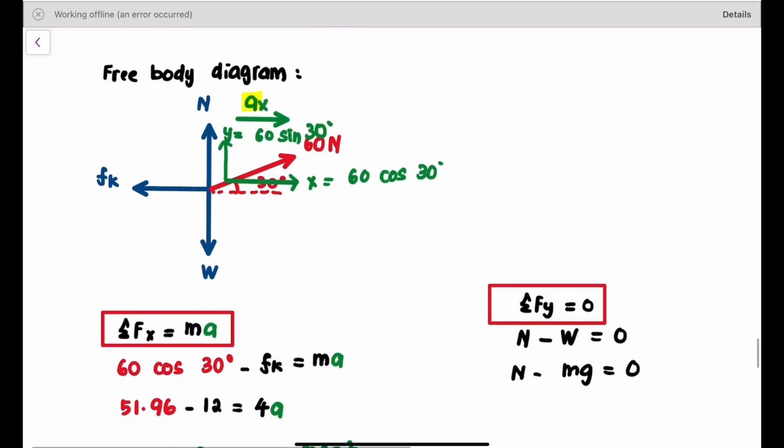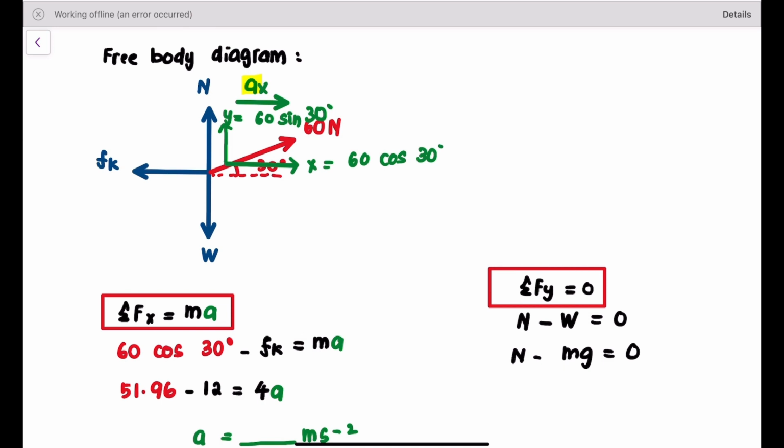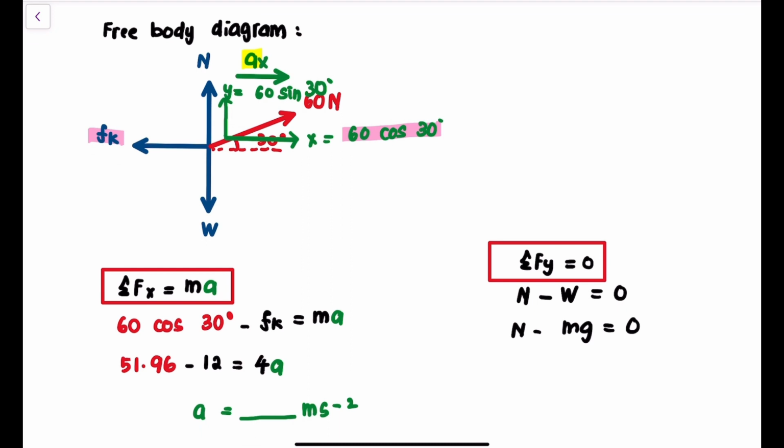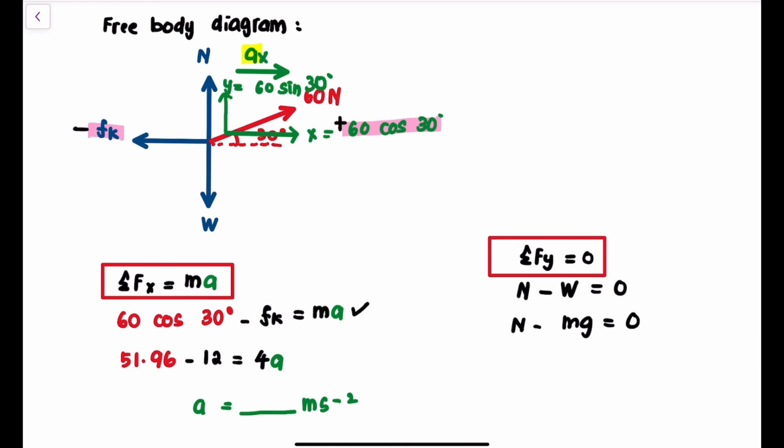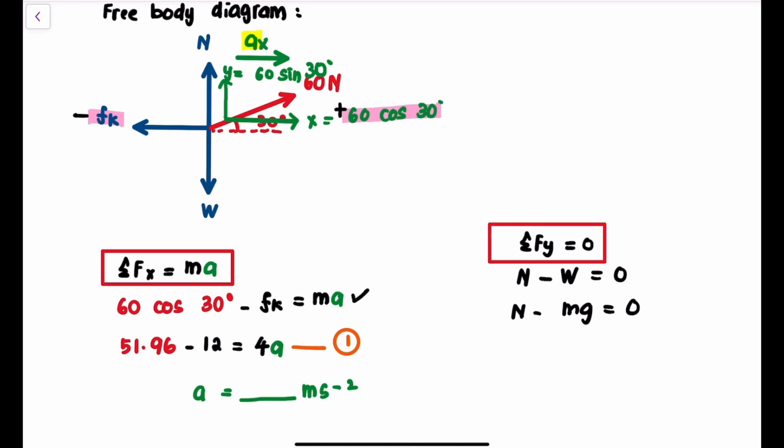Next step, look at the x-axis. So we have 60 cos 30 and the frictional force. Check which force or forces are in the same direction as your a. This becomes positive, this is negative. Then we can write this equation. Maybe we can label it as the first equation here. Then substitute the mass of 4 kg and the previous frictional force of 20 Newton. So determine your acceleration.